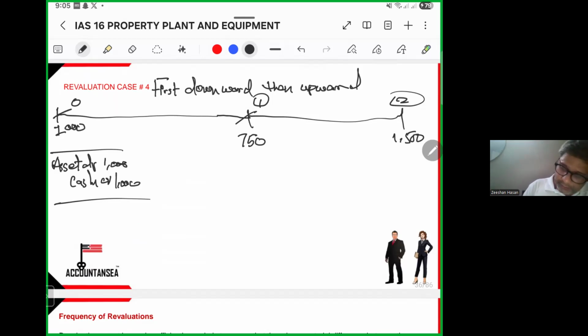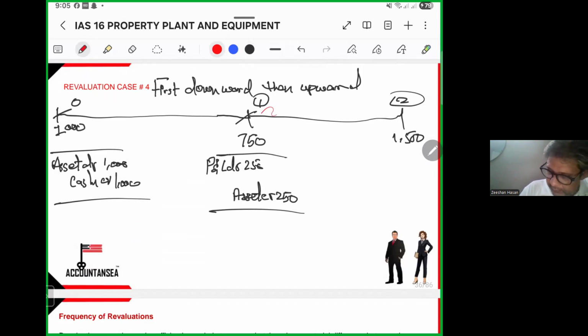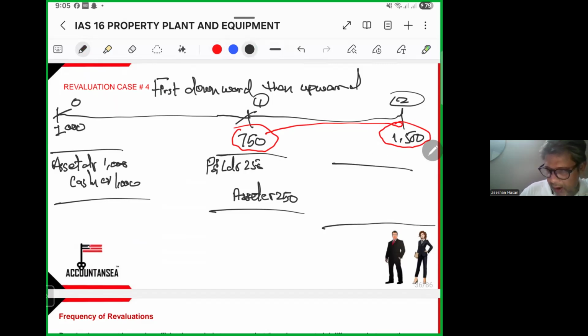750. Now, at the end of year one, it is just like case number two. So profit and loss account debit 250, asset credit 250. Now, from 750, its value is going up to 1,500. That means the asset value is increasing by how much? 750. So asset debit 750.